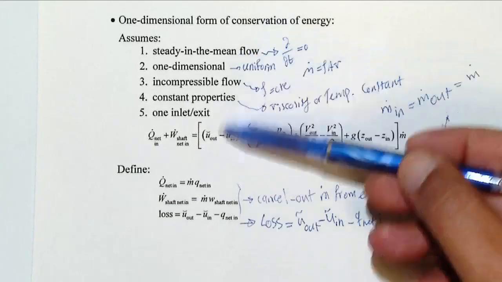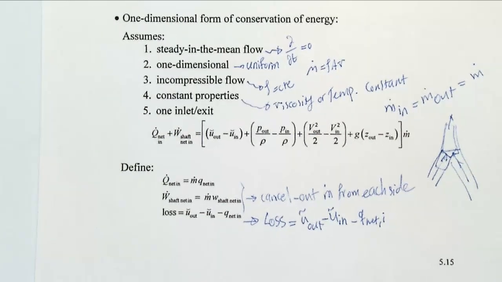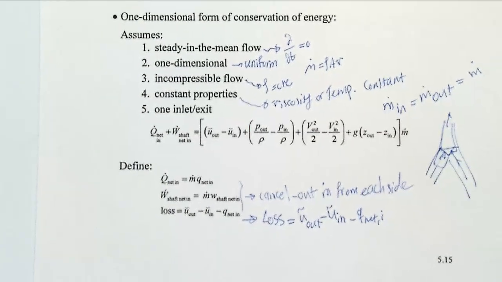So why do we assume this? We want to show you the conservation of energy. If you don't have any loss or any work on or by the control volume, then the internal energy is the same. If the internal energy is the same, then you have the Bernoulli equation.